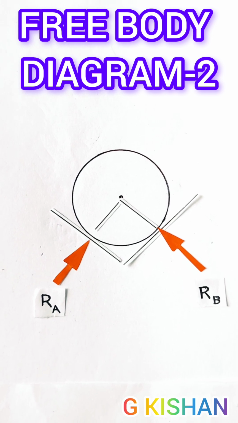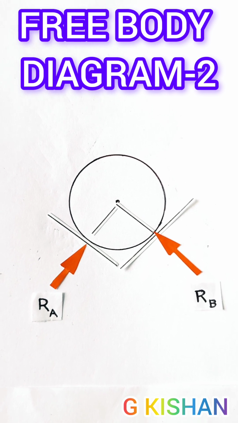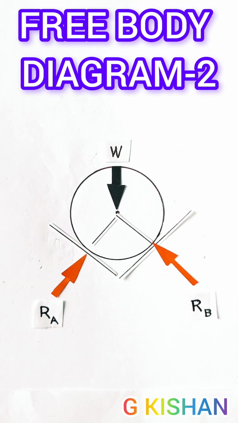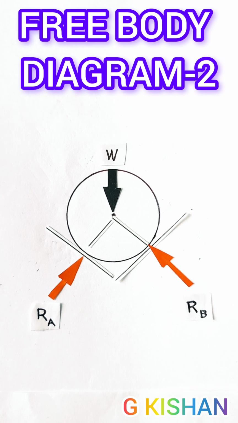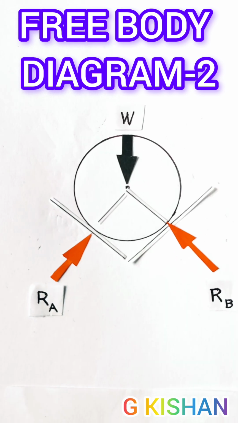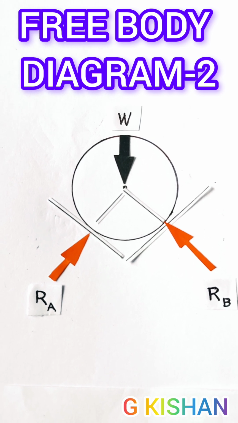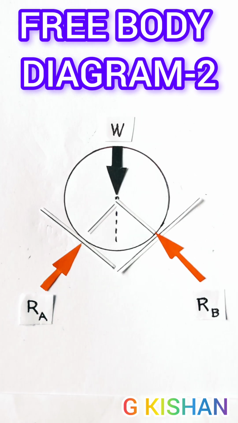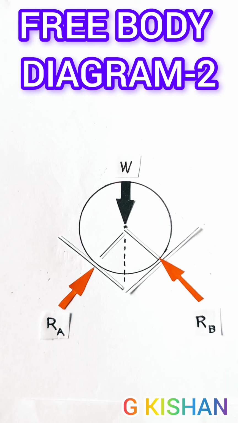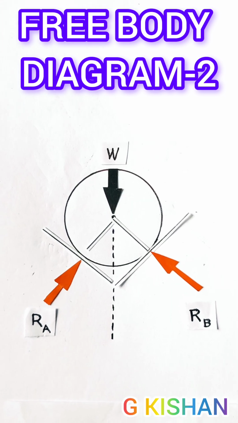For the spherical ball or roller, we have to introduce weight, which is acting in the downward direction through the centroid. W indicates the weight of the spherical ball or roller, which is acting in the downward direction. When you draw the line of action of the weight force in the downward direction, we can get exactly how it looks in this fashion.